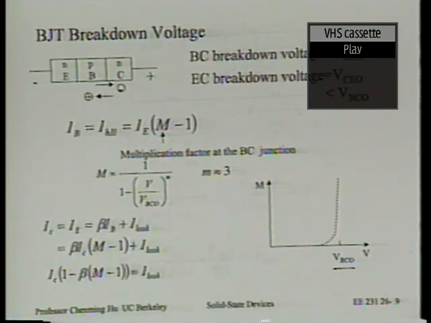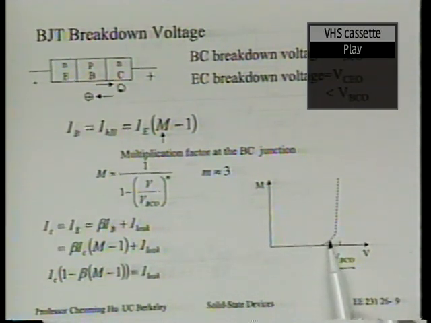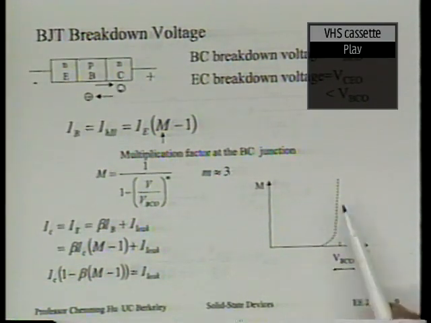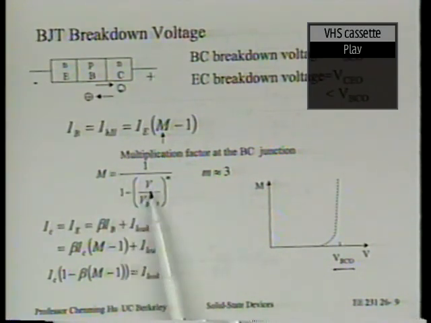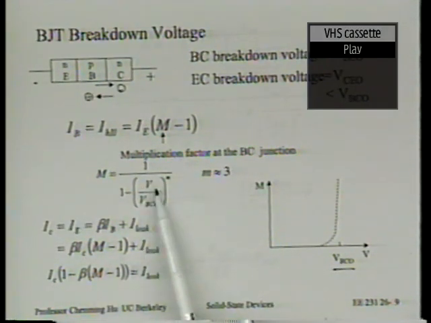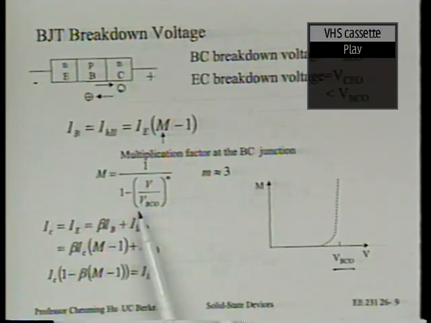If this is infinity, 10 may be here. So the avalanche photodiode may be biased here, for example. Empirically, when people look at this data, it can be expressed in this manner. It's 1 over 1 minus V, the applied voltage, over the breakdown voltage, to the m's power. First, don't worry about the m's power. Just say 1 over 1 minus V over V_BC, the breakdown voltage. Now clearly, when the voltage is equal to the breakdown voltage, the denominator becomes 0, and the multiplication factor is infinity. That's what we expect.